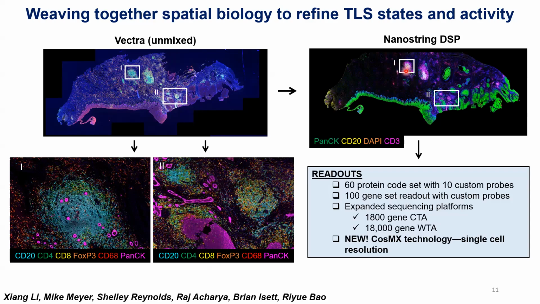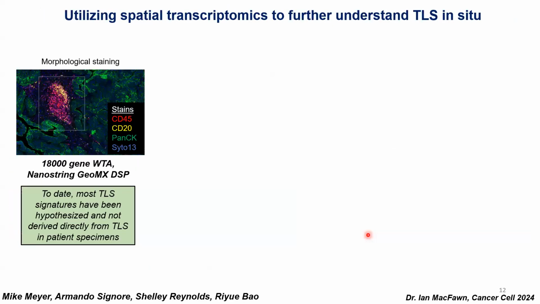So that was an advantage for us for this technology. And so we did the 18,000 gene WTA readout for this, and I'll show you some of these data now. The first thing we did is we just looked at TLS in ovarian tumors, because even though there's less of them, we still wanted to know if having them were prognostically beneficial, and we wanted to generate an in situ signature of this. And so that's what we did.